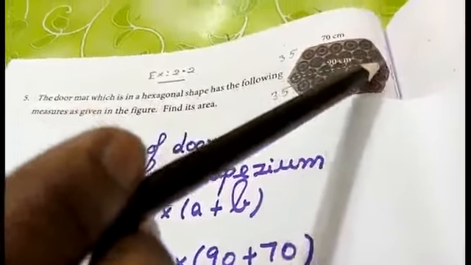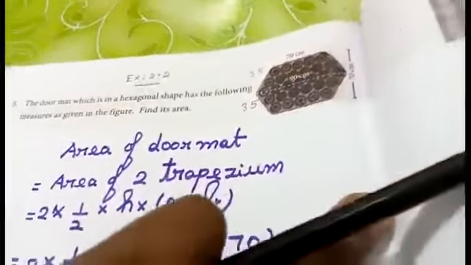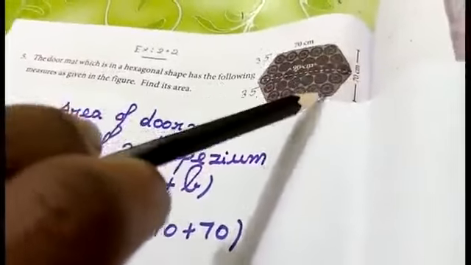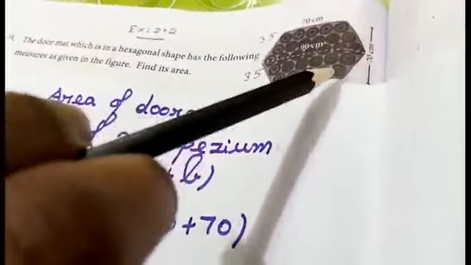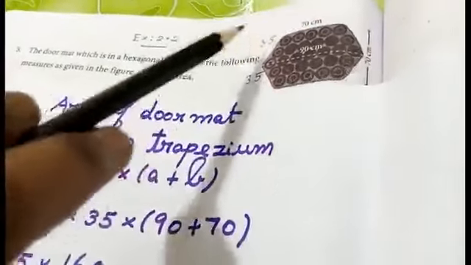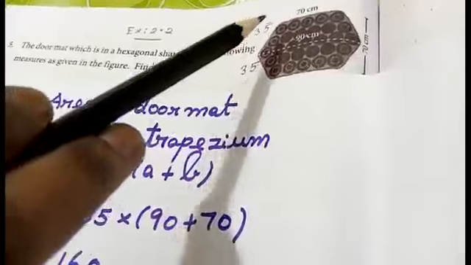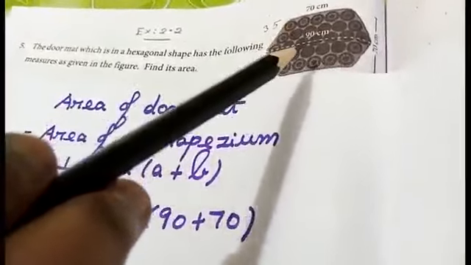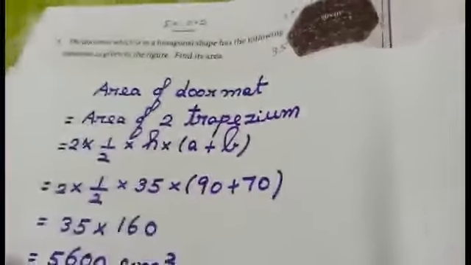And if you notice, by the side they have given you 70 centimeter. For both the trapeziums, the total height of the figure is 70 centimeter. I am dividing it into two, means 35 and 35. I am writing it as 35 centimeter, students. So now I am going to find the area of the doormat. Let us see the calculation.